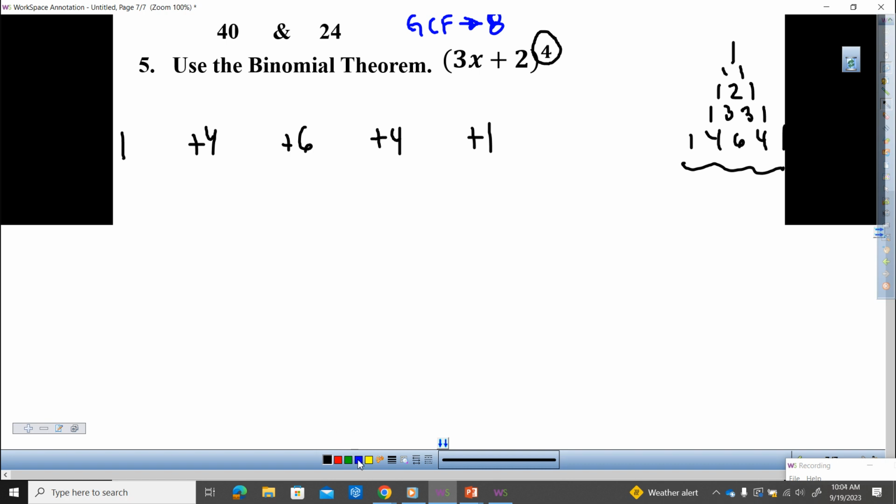From there, I start with my first term. What is my first term? 3x. I put that in parentheses, to the fourth power. Then I go to the third power on the next term, 3x to the second power, and 3x to the first power, 3x to the 0 power.